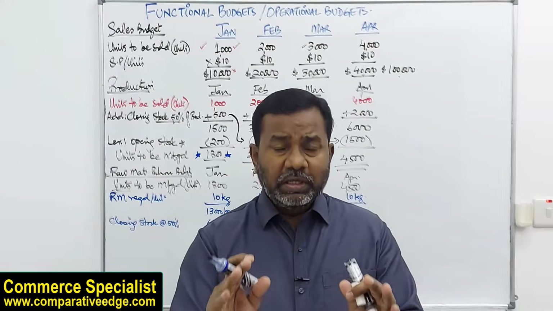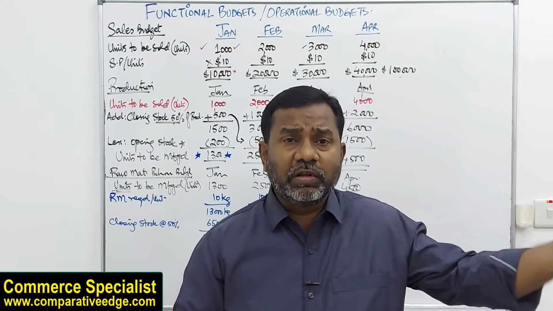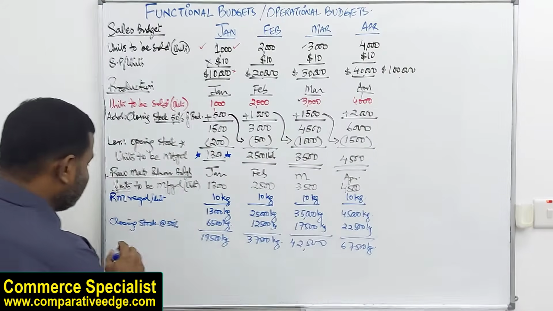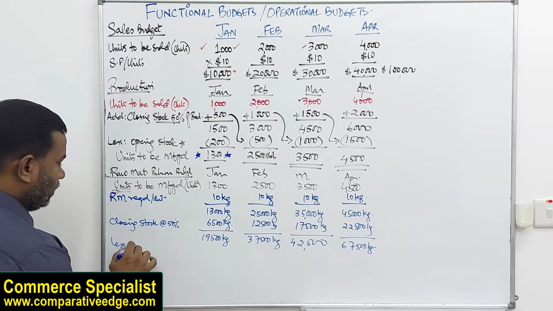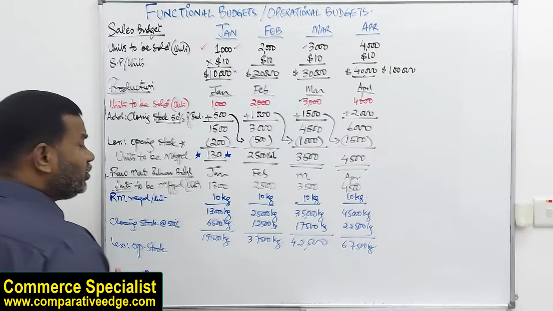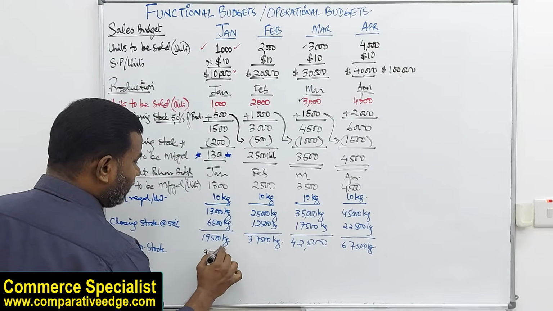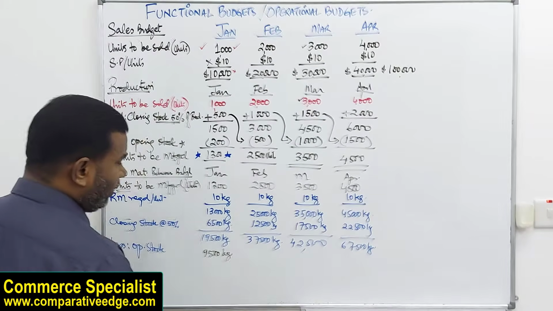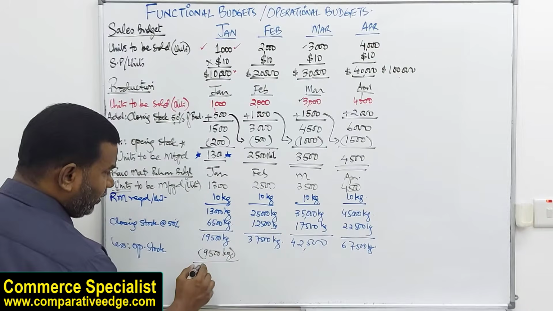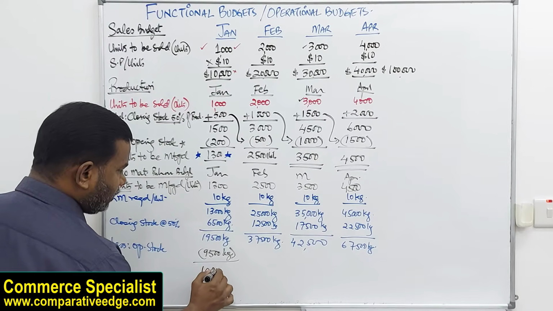But wait, let's check the raw material warehouse. There is a possibility some raw material is already with us, which is unutilized. So less opening stock of raw material. Now I'm assuming we have 9,500 kilograms already there in our warehouse. So you minus that. So how many kilograms will we be purchasing? 10,000 kilograms.